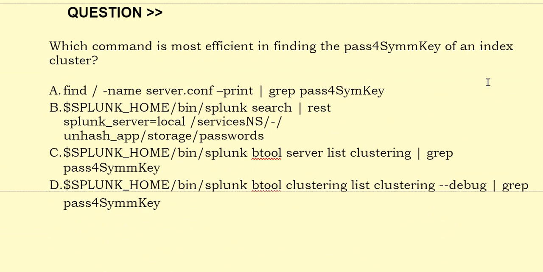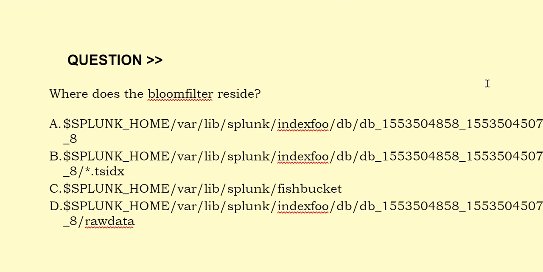Which command is most efficient in finding paths for the SYMM key for the index cluster? Please have a look at the options. The correct answer is option D. Where does the Bloom filter reside? The options are, please have a look.